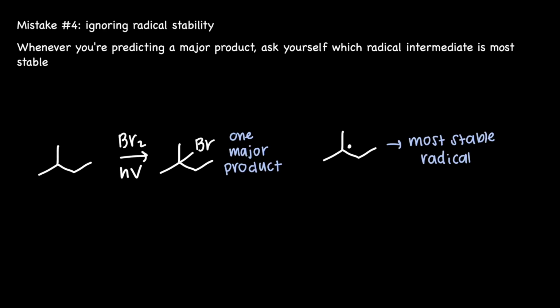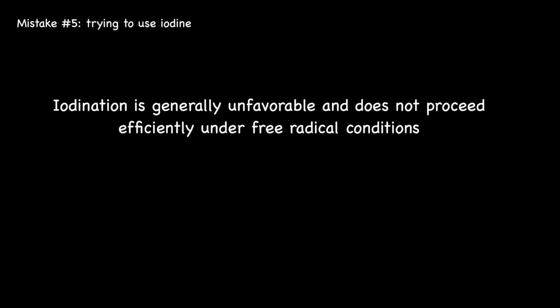Mistake number 4. Ignoring radical stability. Whenever you're predicting a major product, ask yourself which radical intermediate is most stable. Tertiary radicals are favored over secondary radicals, and secondary radicals are favored over primary radicals. Mistake number 5, trying to use iodine. Iodination is generally unfavorable and does not proceed efficiently under free radical conditions.